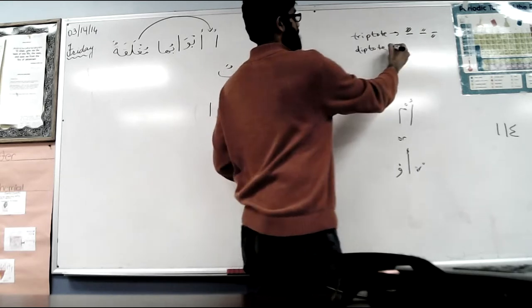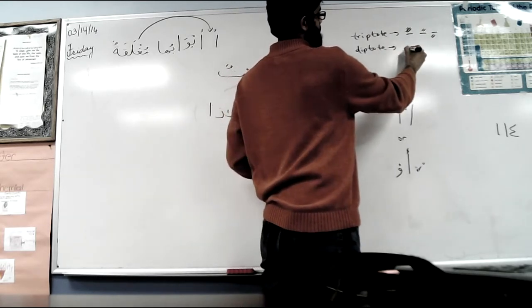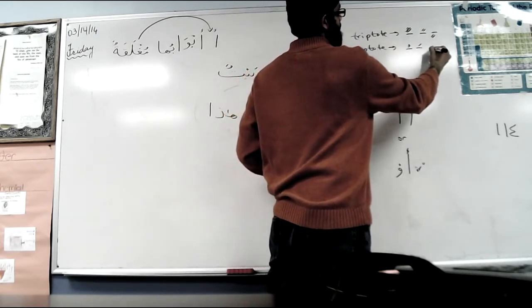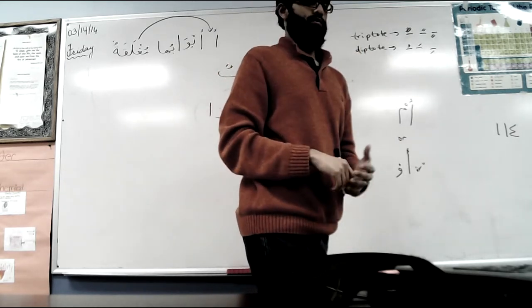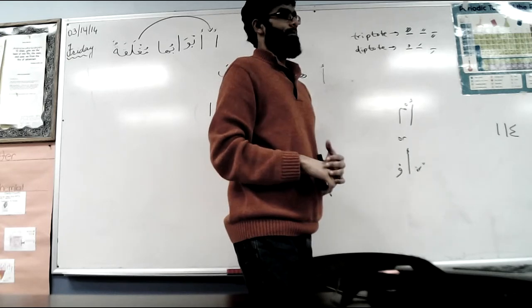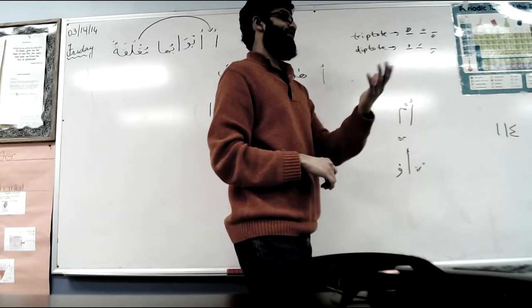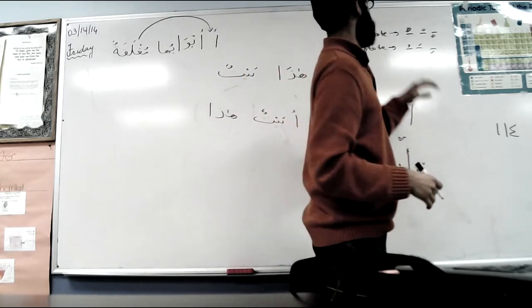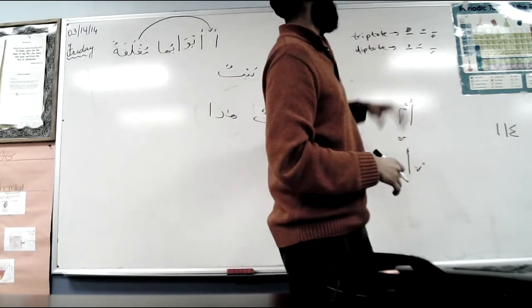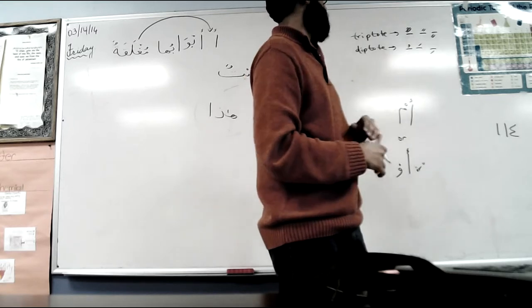Triptote. Okay, when you don't have tanween and you just have one fatha, one kasra, one dhamma, they call that a diptote. Why would they call that diptote instead of triptote? I know, right? Tri means three, right? But this is the full tanween, and this is just half the tanween.